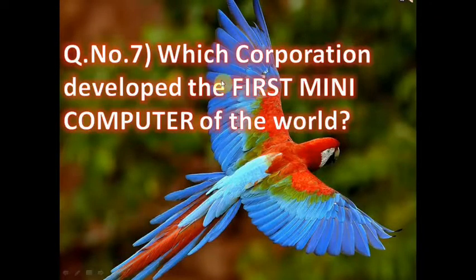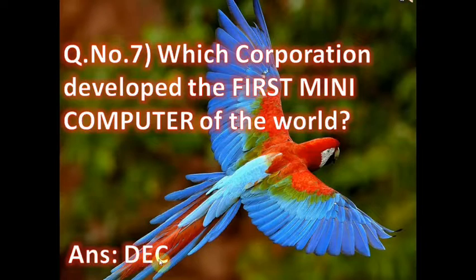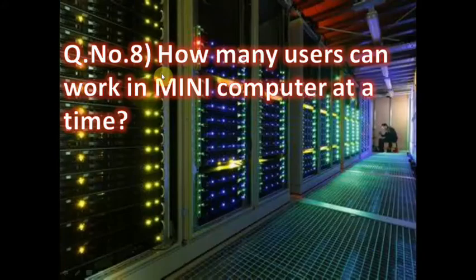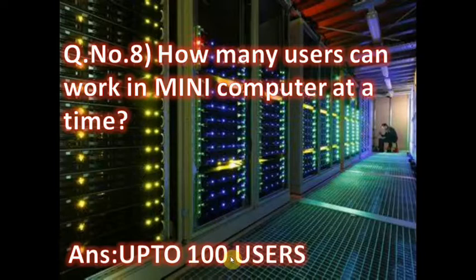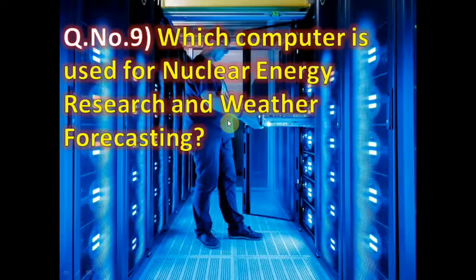Next question number 7. Which corporation developed the first mini computer of the world? DEC. Here the full form of DEC means Digital Equipment Corporation. This corporation developed the first mini computer of the world. Next question number 8. How many users can work in a mini computer at a time? Mini computer means medium sized computer, and up to 100 users can work effectively at a time.